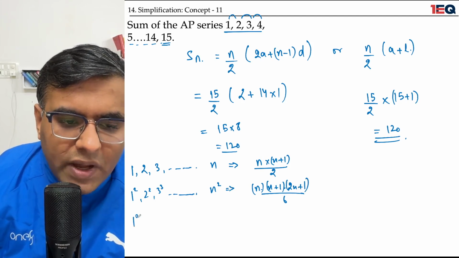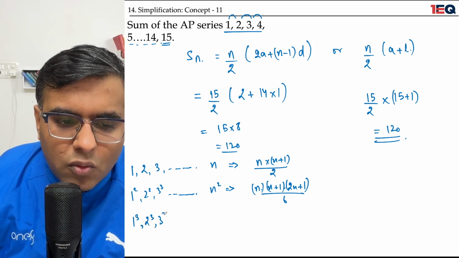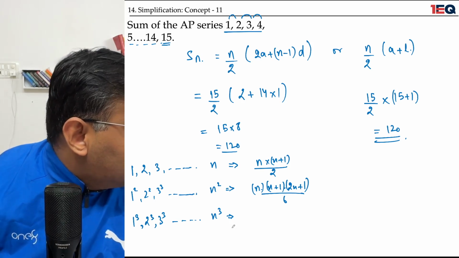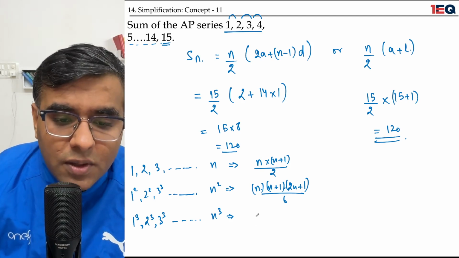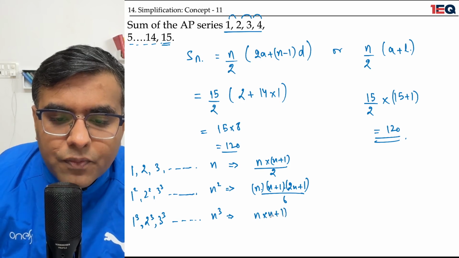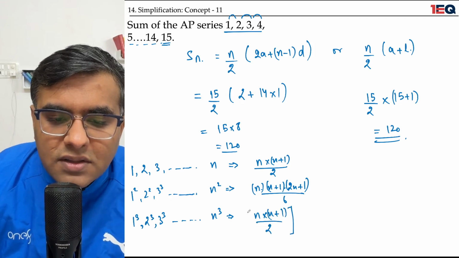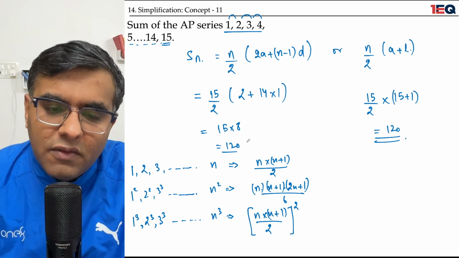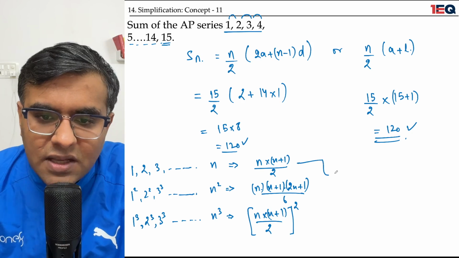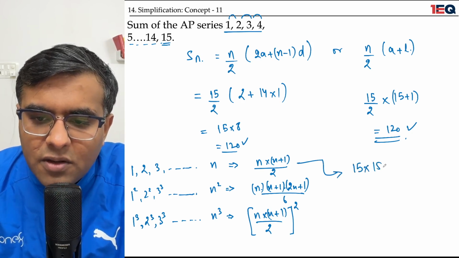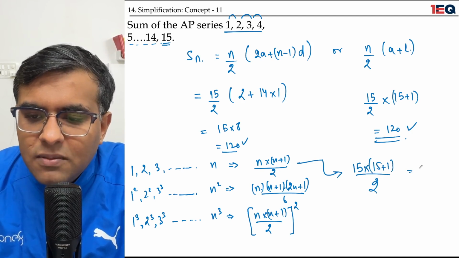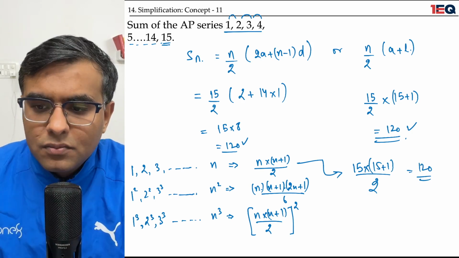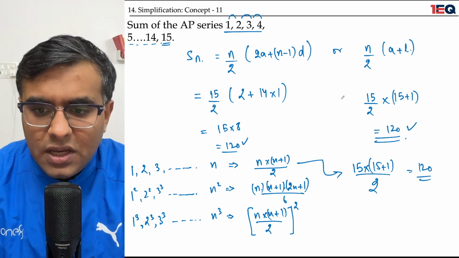Further, 1 cube, 2 cube, 3 cube, and so on till n cube comes out to be n into n plus 1 whole upon 2, and this entire thing is squared. This is the standard format which you must learn. Applying the same series of 15 over here, 15 multiplied by 15 plus 1 whole upon 2 would again give me the same answer of 120. So I've shown you 3 different ways to solve the same question. This is the entire summary of APs.